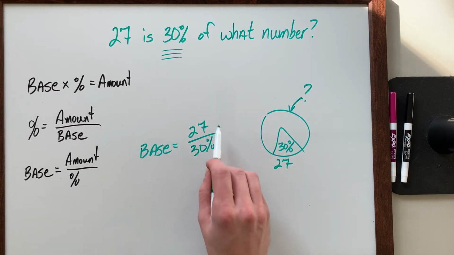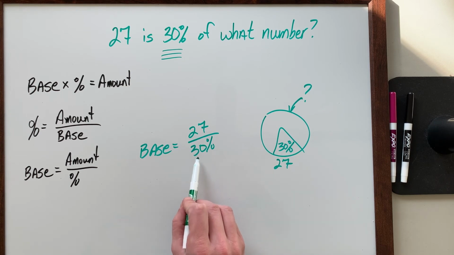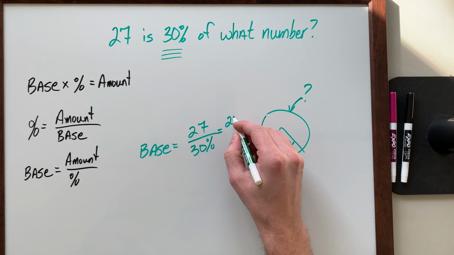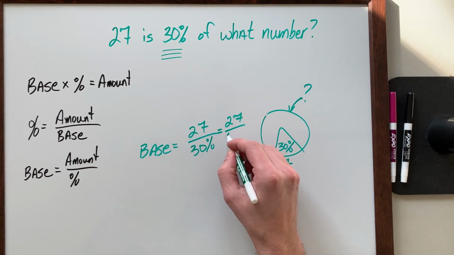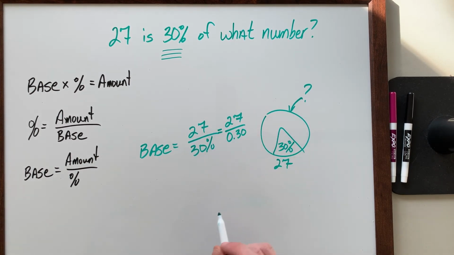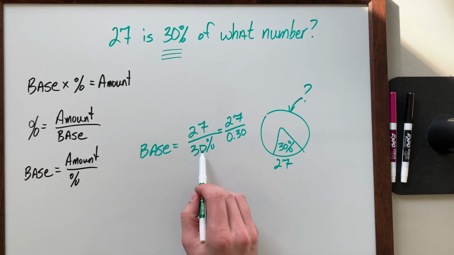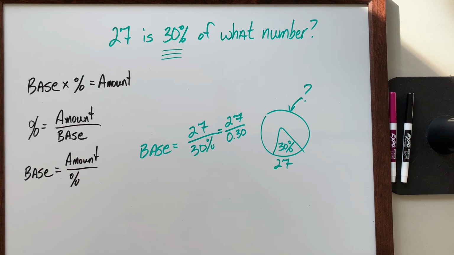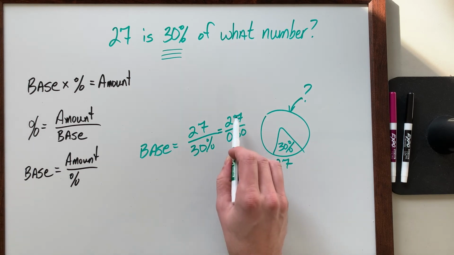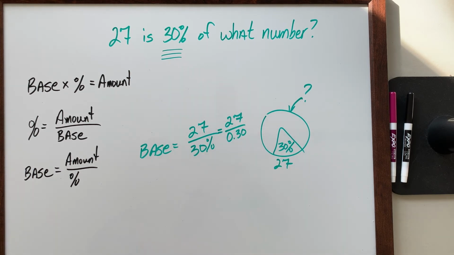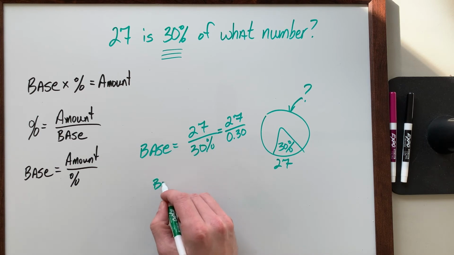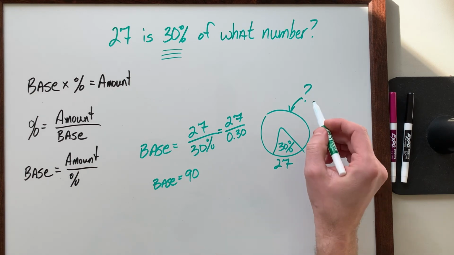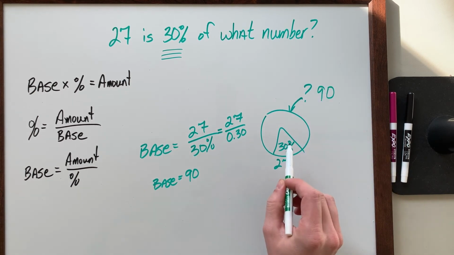But once we get into actual numbers, what we want to do is convert that 30% into a decimal. So this is going to look like 27 divided by 0.30. In a percentage, move the decimal 2 spots to the left, and that gives you the decimal equivalent. If you take a calculator and you type in 27 divided by 0.3, you will get a base of 90. 90 is the value of the whole thing.